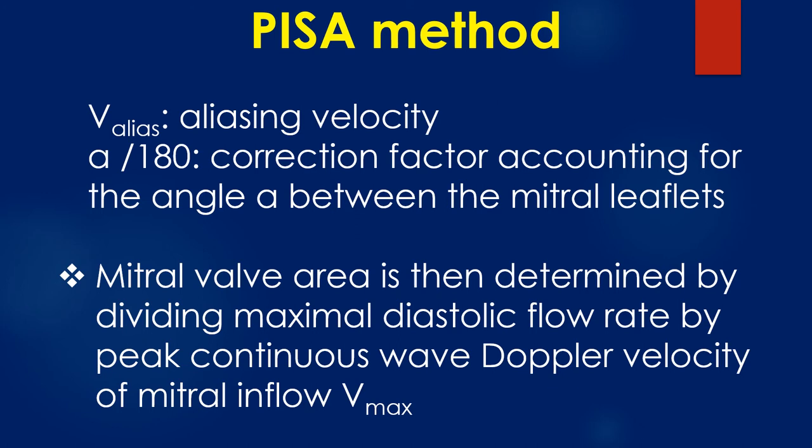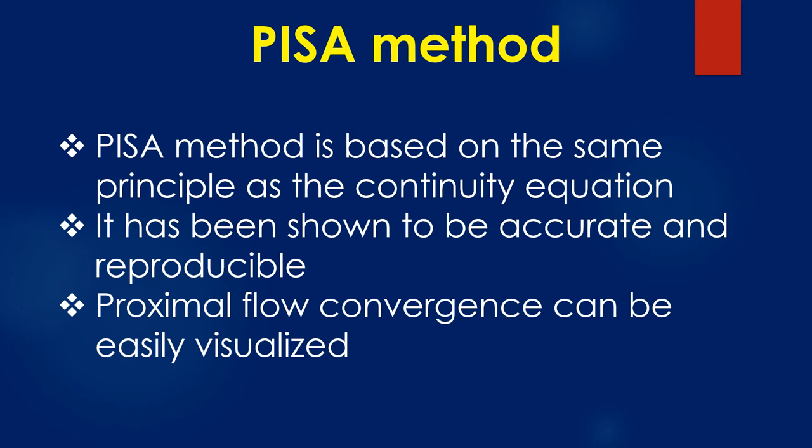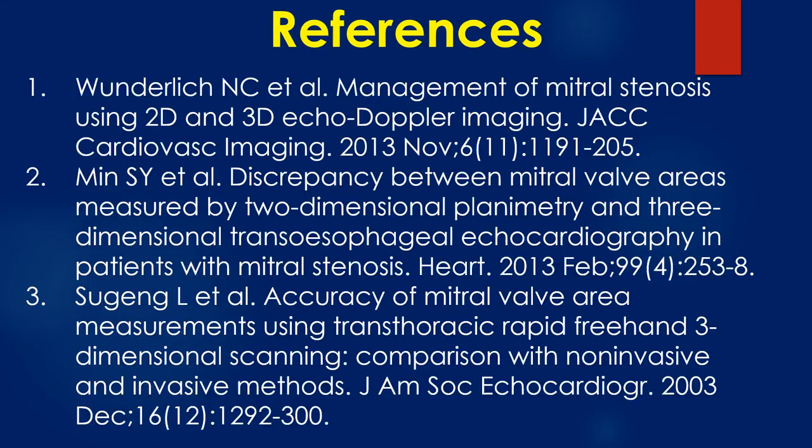Mitral valve area is then determined by dividing maximal diastolic flow rate by peak continuous wave Doppler velocity of mitral inflow, that is Vmax. PISA method is based on the same principle as the continuity equation. It has been shown to be accurate and reproducible. Proximal flow convergence can be easily visualized.